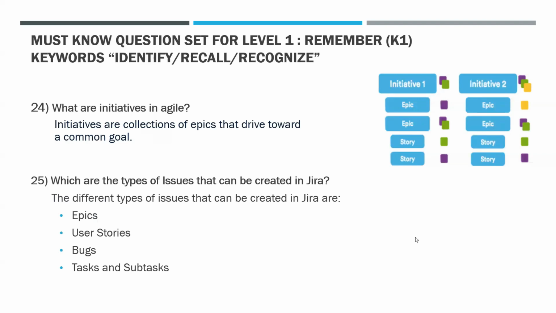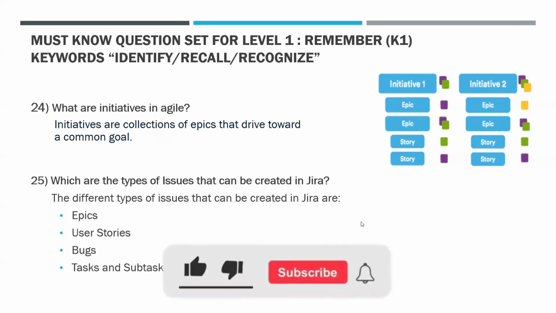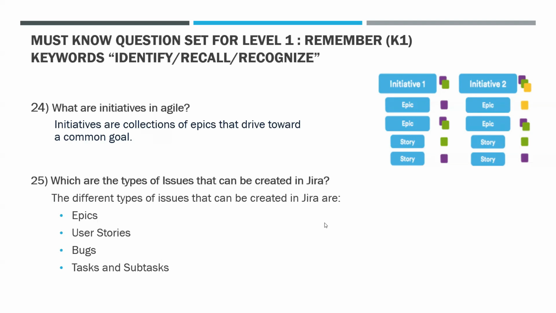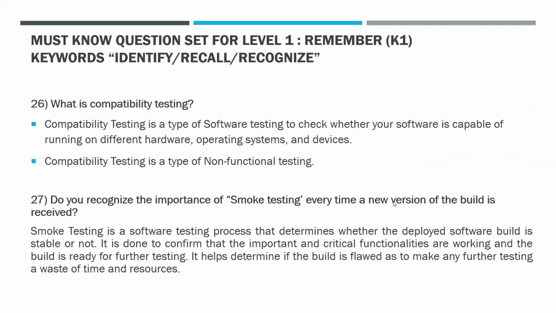Initiatives are collections of epics that drive towards a common goal, just as an epic is a collection of user stories. Which are the types of issues that can be created in Jira? The different types of issues that can be created in Jira are epics, user stories, bugs, tasks, and subtasks. Coming to question number 26, what is compatibility testing?